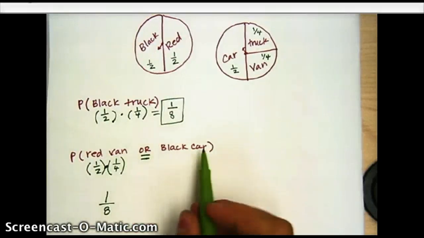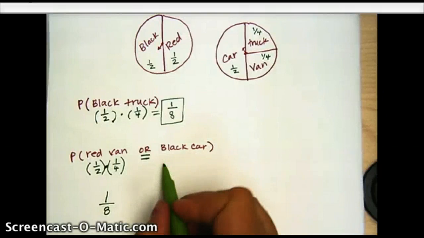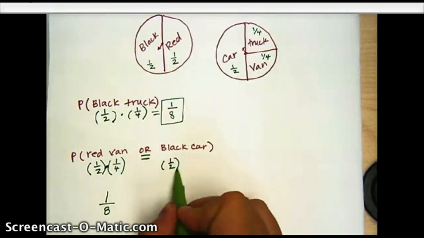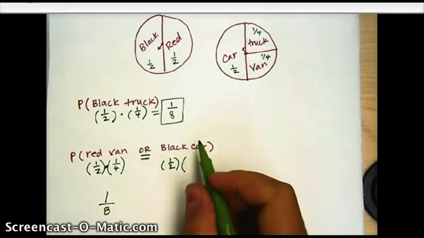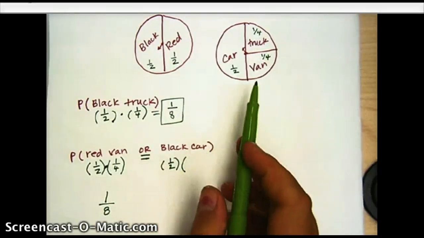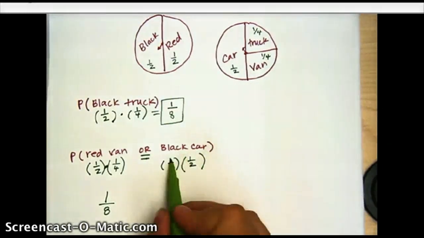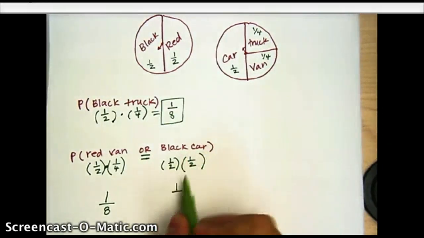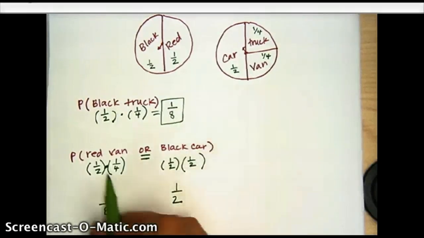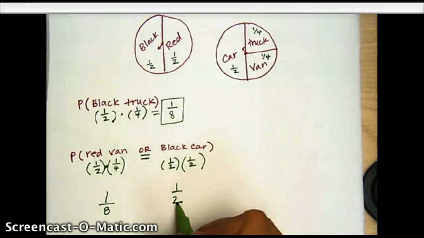Now let's figure out the chance of getting a black car. I have a 1/2 chance of landing on black, and a 1/2 chance of getting a car. 1 times 1 is 1, and 2 times 2 is 4. So I have a 1/8 chance of getting a red van and a 1/4 chance of getting a black car.